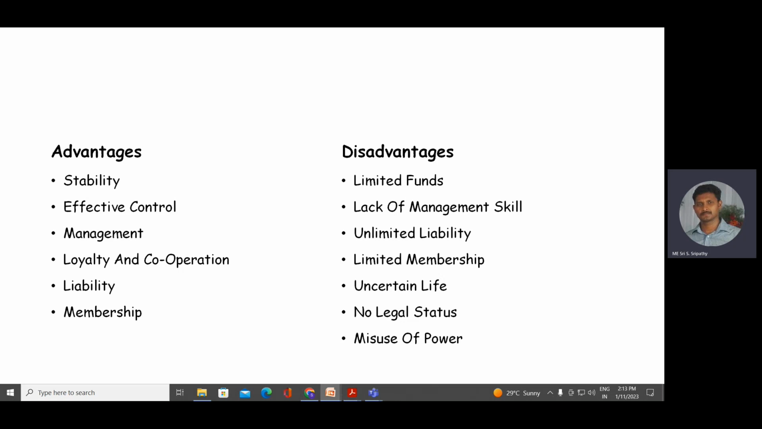Disadvantages of the same are limited funds, sometimes lack of management skills, unlimited liability, limited membership, that is, it is restricted to the family, uncertain life, no legal status, misuse of power. So it has got advantages. The main advantages mentioned here are stability and effective control, but at the same time, as it is limited to the members of the family, it will have its advantages as well as disadvantages.